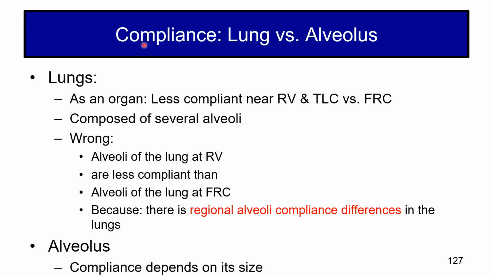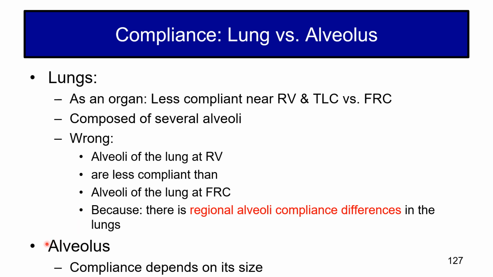Now let's compare the compliance of the lung versus that of the alveolus. The lung as an organ is less compliant near RV and TLC against that of FRC. It is, however, composed of several alveoli. It is wrong to say that the alveoli of the lung at RV are less compliant than the alveoli of the lung at FRC because there are regional alveolar compliance differences in the different lung zones.